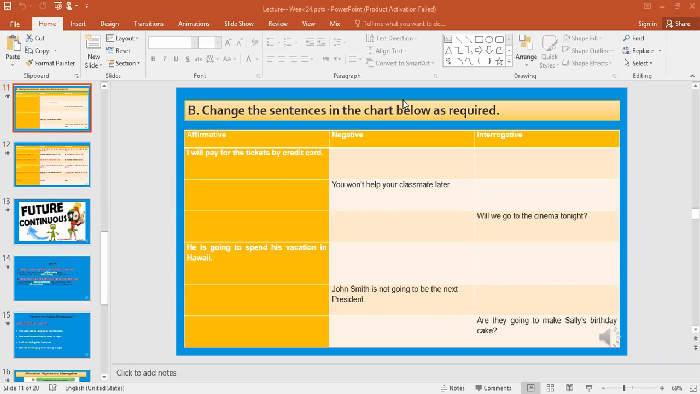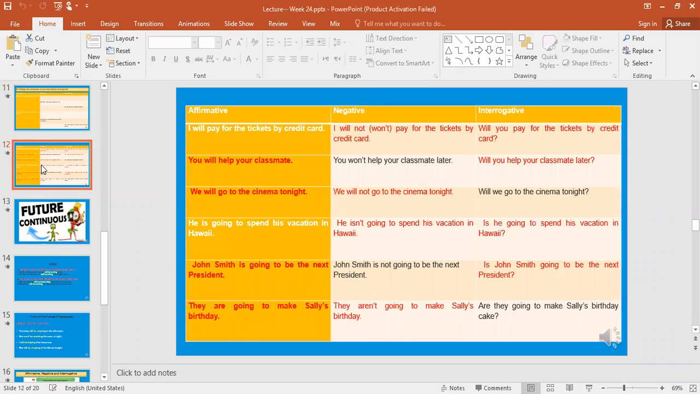So these are the answers, and you can find them here in the slide after this one. This was everything for today. Tomorrow we are going to continue with the second part of the lesson, which is the future continuous. And I promise you it's much easier than this one because it has only two uses, same as the future simple. Any questions before we end?